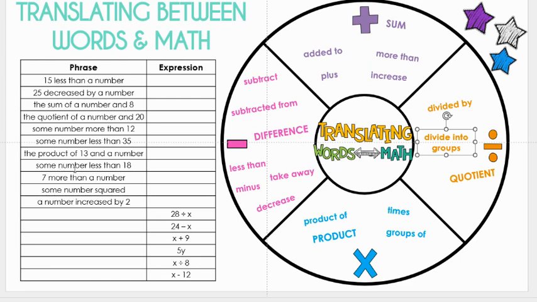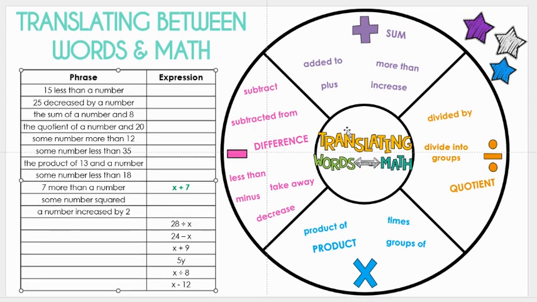Now, I'm going to start with some simple ones. 7 more than a number. So 7 more than a number means I have a number, could be x, it's just some number. So I have a number and I want 7 more than that. So in our wheel, we can see addition is more than. I'm having more, I'm adding on. So we start with the number and then we add on 7. 7 more than a number.